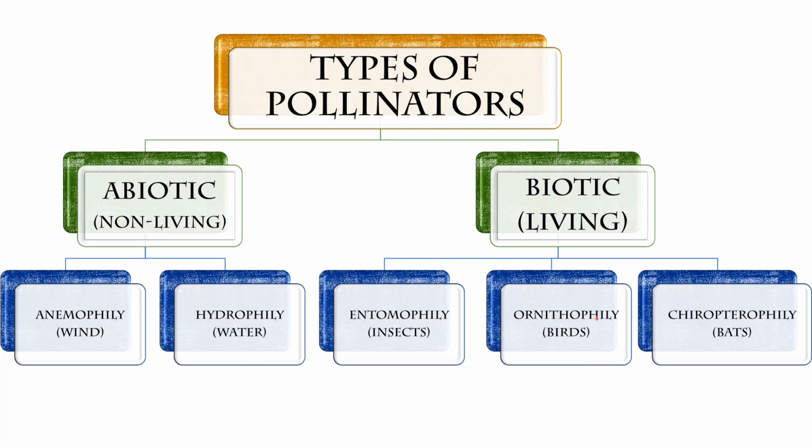Students, these are the technical terms for those pollinators. Accordingly, wind pollination is called anemophily. Pollination by water is called hydrophily. Similarly, when the pollens are carried by insects, it is called entomophily. In case of ornithophily, the pollens are carried by birds. In the last case, that is chiropterophily, pollens are carried by bats.